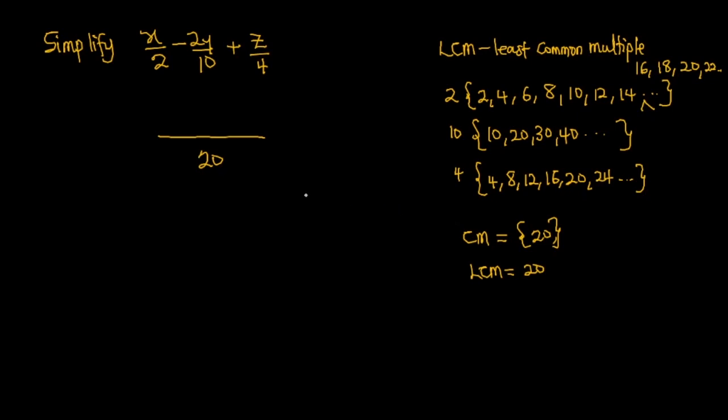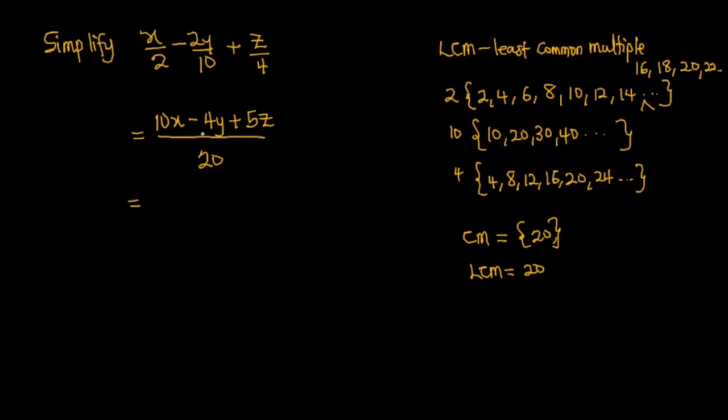We take the denominator 2. How many times will 2 go into 20? 10 times. We use the 10 to multiply the numerator, so we get 10x. Then minus: 10 will go into 20 2 times. We use that 2 to multiply the 2y, so we get 4y. Plus: 4 will go into 20 5 times. We use that 5 to multiply the z, so we get 5z.